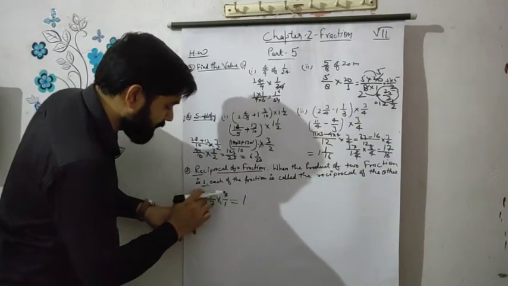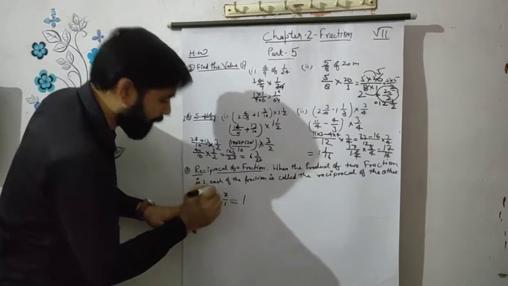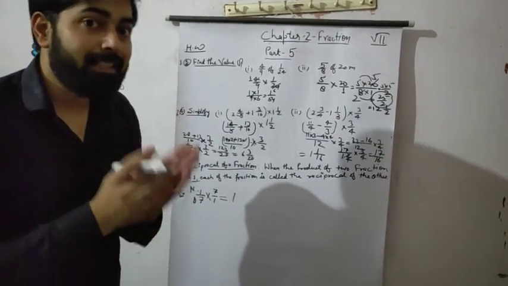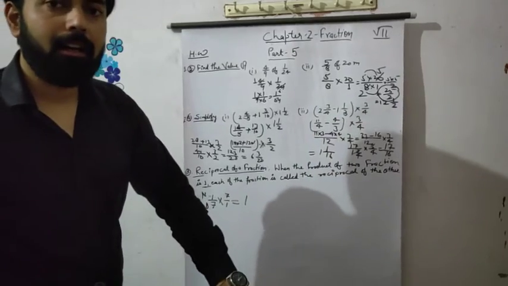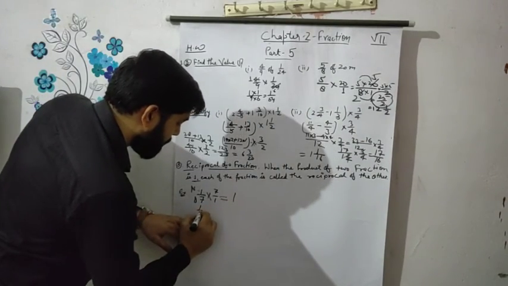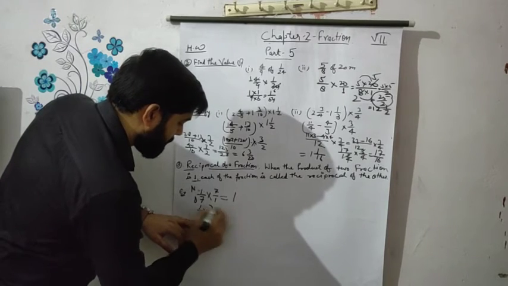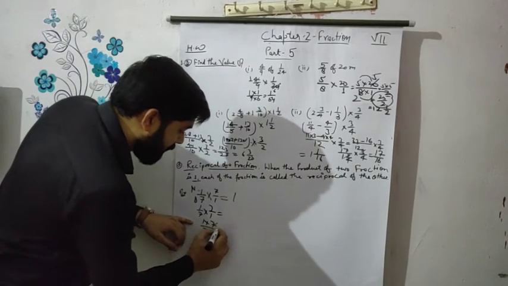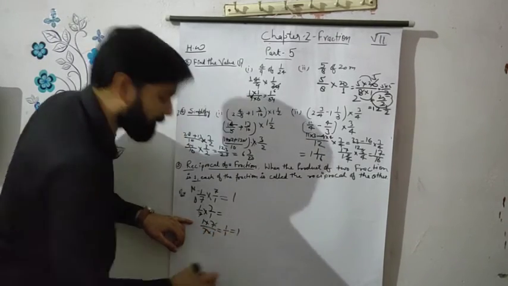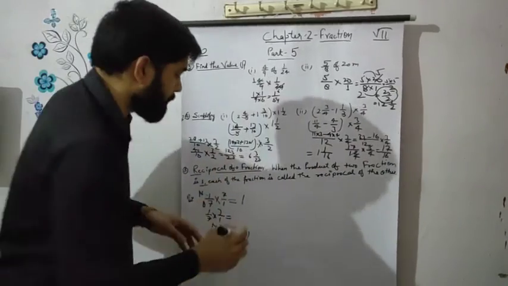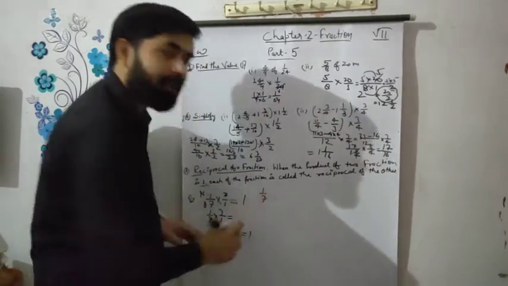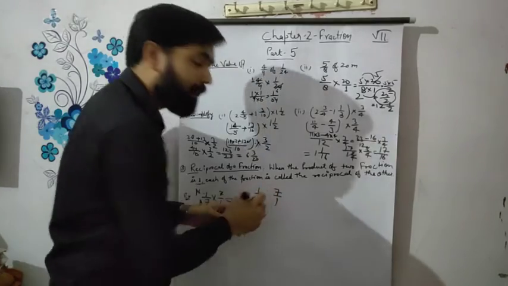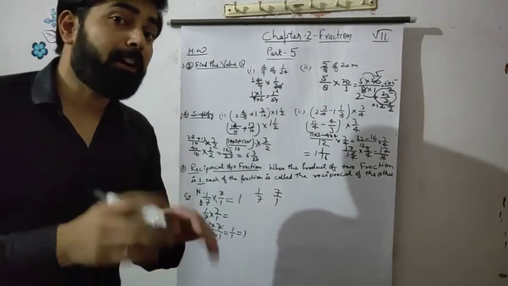Now 1 upon 7, and what is the opposite of 1 upon 7? 7 upon 1. So when we multiply these two fractions, we find the 1. Look here, 1 upon 7 multiplied by 7 upon 1. Then 1 multiplied by 7, 7 multiplied by 1, 7 and 7 are cancelled. And what is left here? 1 upon 1, then the answer will be 1. So you can say 1 upon 7 is the reciprocal of 7 upon 1, or 7 upon 1 is the reciprocal of 1 upon 7.